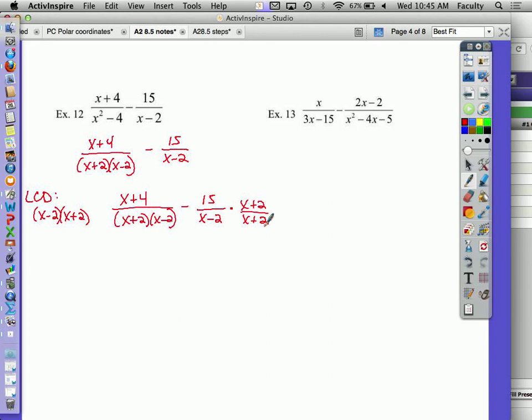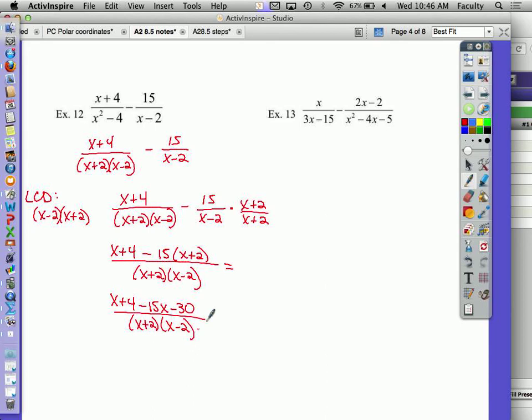Now here's what I was referring to. I know some of you might have wanted to jump ahead of me in your steps, and I'm really cautioning against it, because watch what you're going to do here. You're going to take the first numerator minus 15 times the quantity x plus 2 over the common denominator. Now I'm going to distribute the minus sign. This is where I won't make a mistake then. So I get x plus 4 minus 15x minus 30.